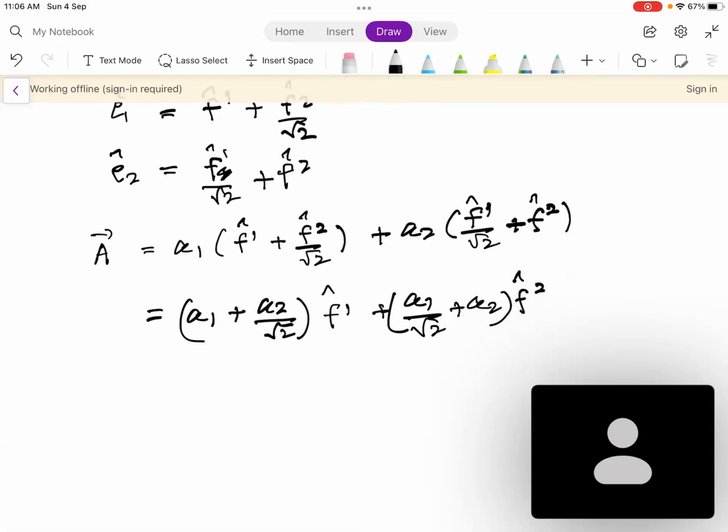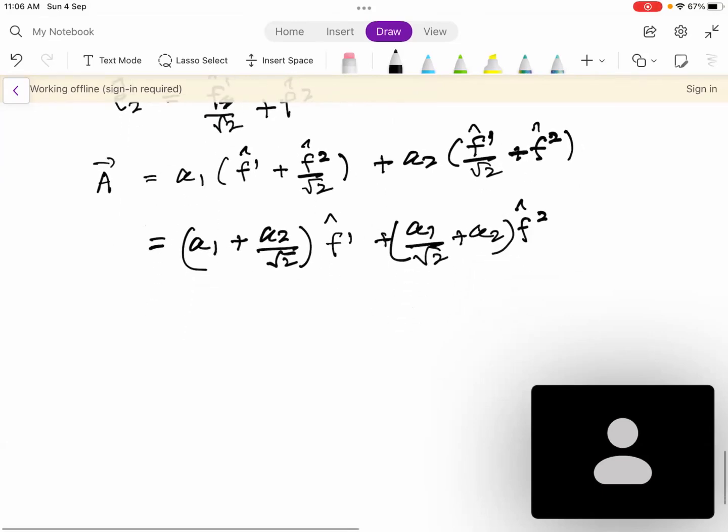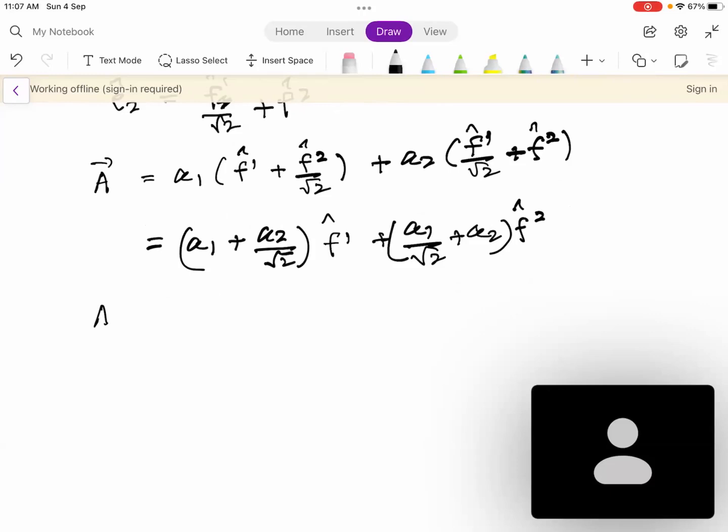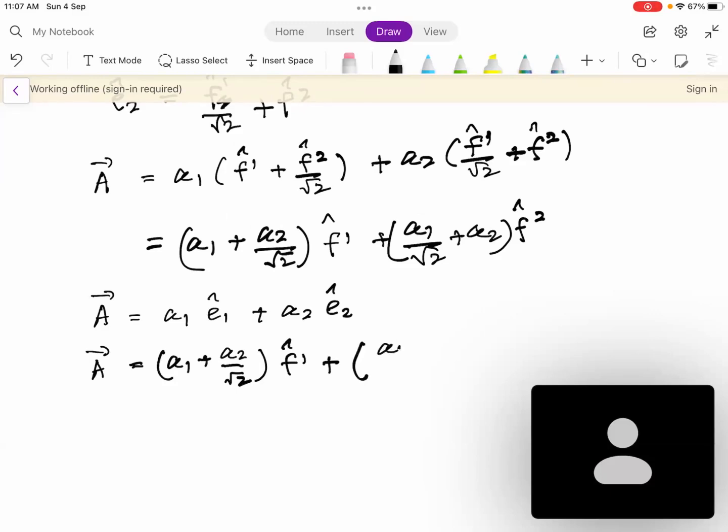Okay. So now we have the vector written in two forms, right? So I have vector A written in terms of E1 cap plus E2 cap. This is how we started. And then the same vector can be written in the reciprocal basis. That is A1 plus A2 by root 2 into F1 cap, plus A1 by root 2 plus A2 into F2 cap.